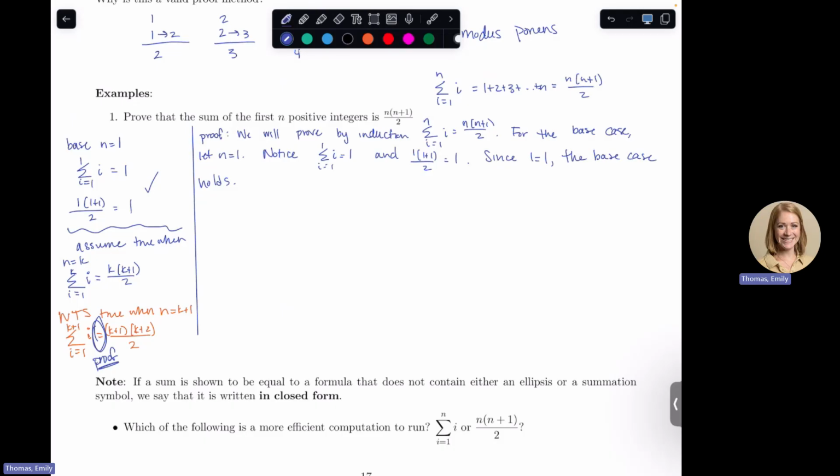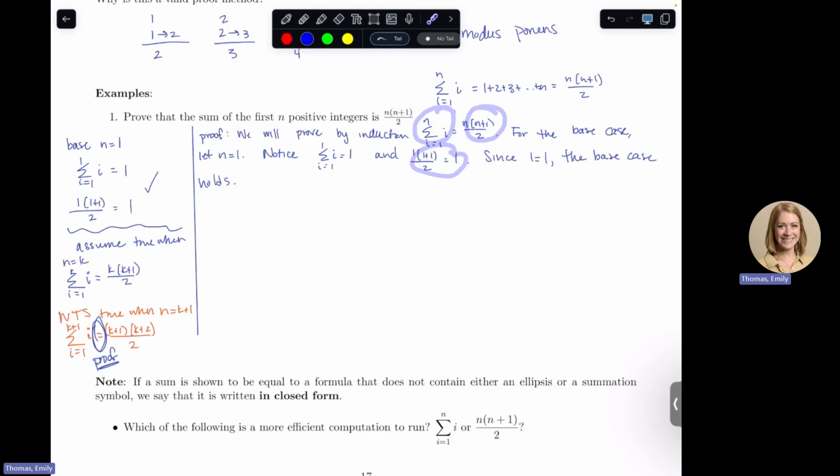Y'all, the number of students who will write these two things next to each other and say they're equal before showing it is problematic. Separate them until they are actually equal, right? So do the left-hand side by itself, this side. Do the right-hand side by itself. Show that they're equivalent before you say so. Sound good? All right, so since 1 equals 1, the base case holds.